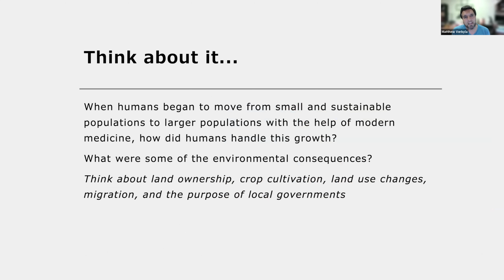So take a moment and think about this. When humans began to move from small, sustainable populations to larger populations with the help of modern medicine and engineering interventions, how was this growth handled? What were some of the environmental consequences? And I want you to think in particular about land ownership, the cultivation of crops, land use changes, migration patterns, and even more importantly, the purpose of local governments. Why we have governments today. What is their purpose?